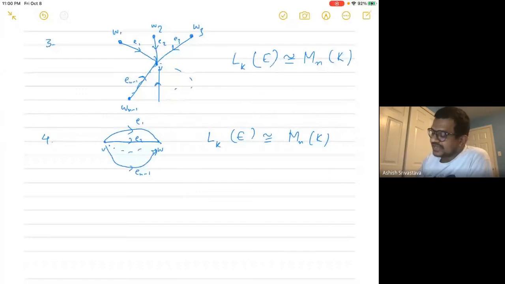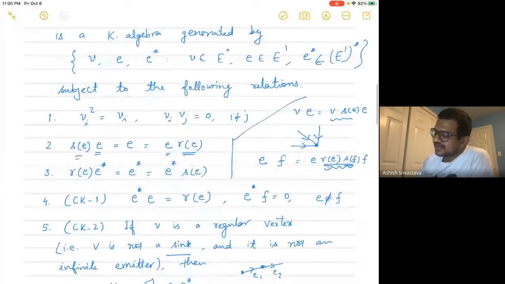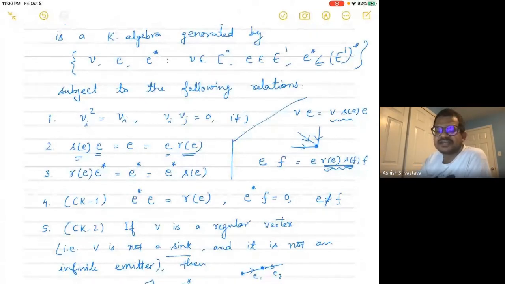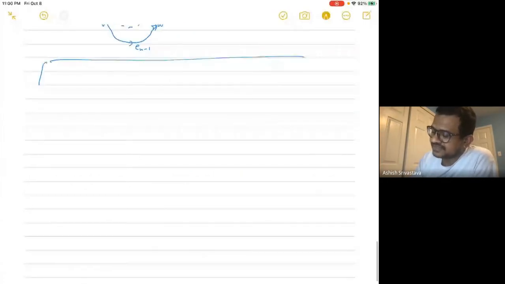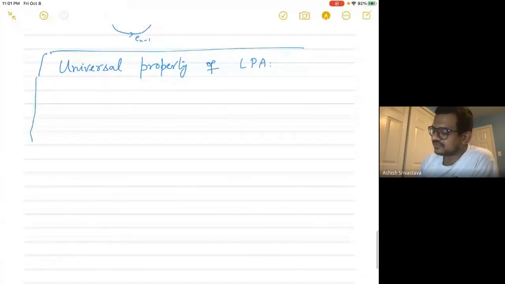One thing which I should also mention here is that this Leavitt path algebra is universal with respect to this kind of relation. What do I mean by that? Let me mention the universal property of Leavitt path algebra. By universal property, I mean the following.